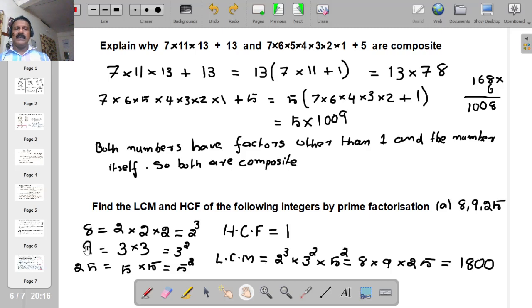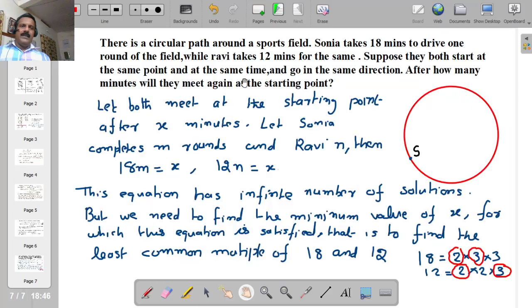Also, 8 and 9 have no common factors. 8 and 25 also have no common factors. 9 and 25 also have no common factors. So the LCM will be just the product of these three numbers. So LCM will be 8 times 9 times 25, which is equal to 1800. So the LCM is 1800.